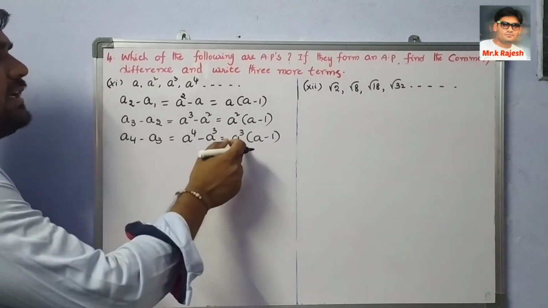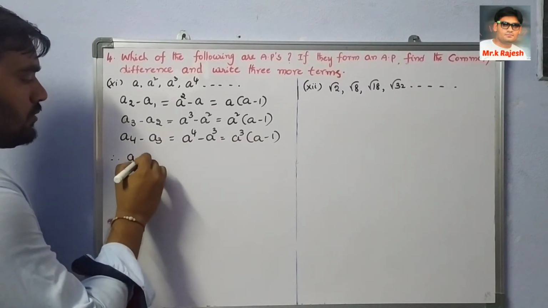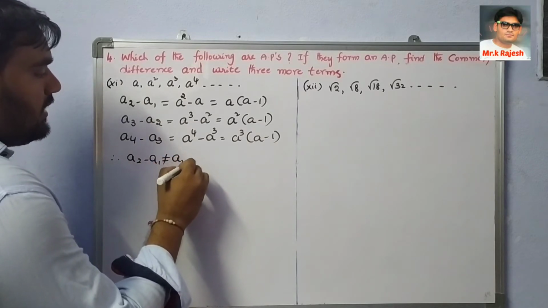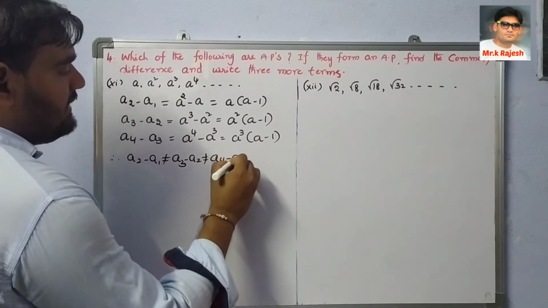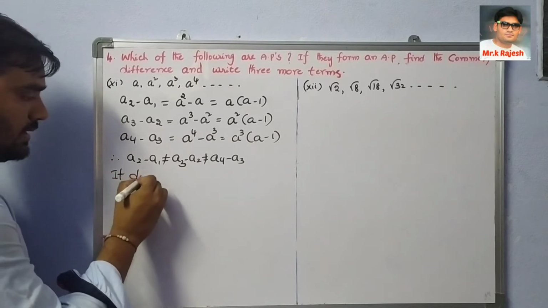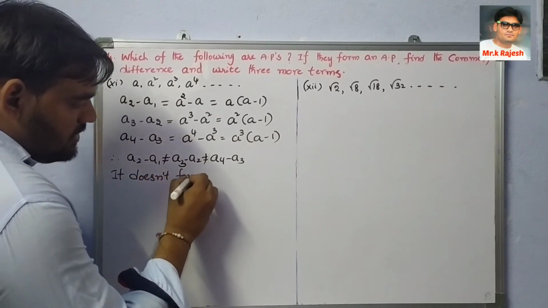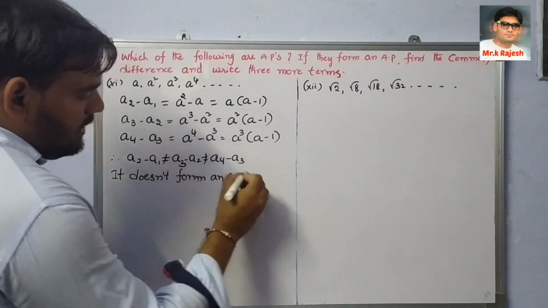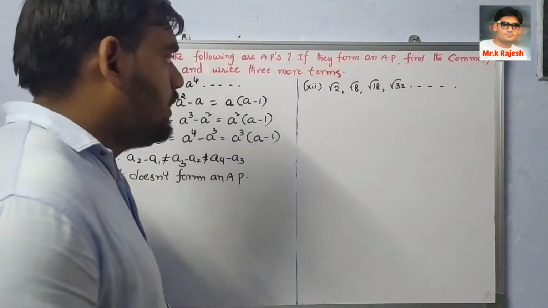A4 minus a3 value is a cube into a minus 1. Therefore, here a2 minus a1 is not equal to a3 minus a2 is not equal to a4 minus a3. So it doesn't form an AP. After that, coming to the 12th problem.